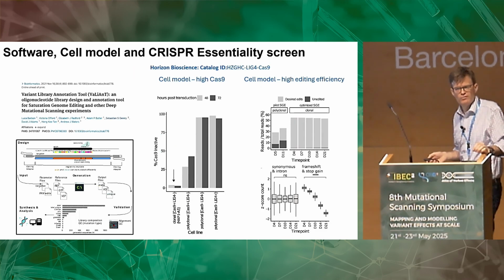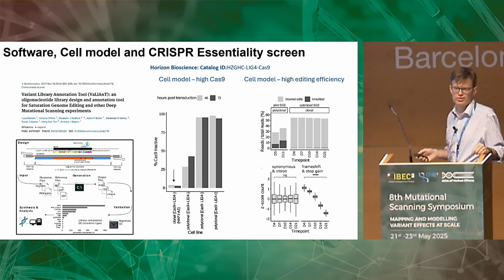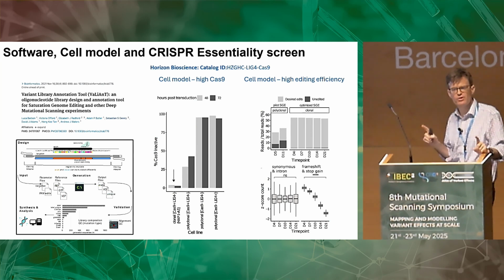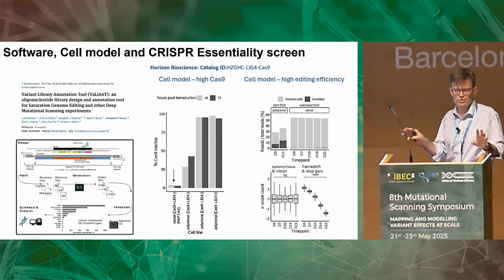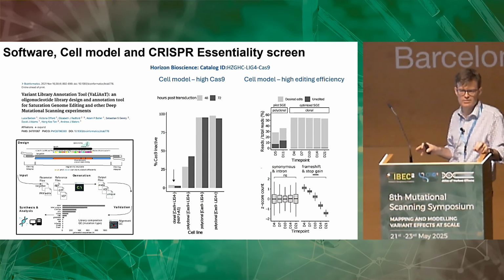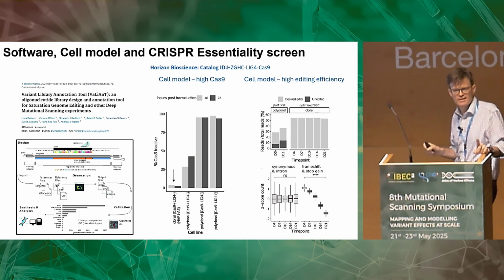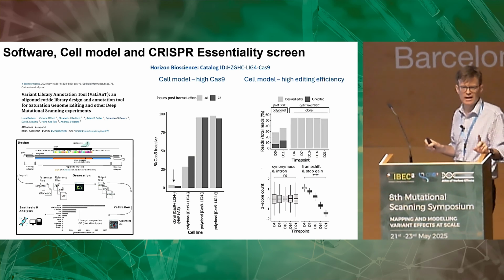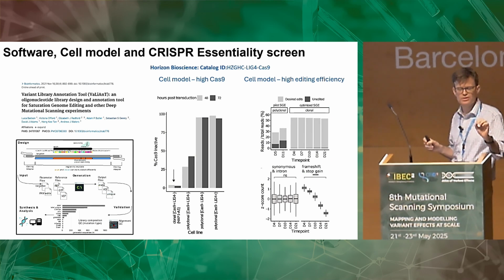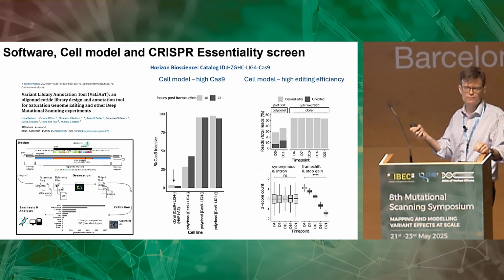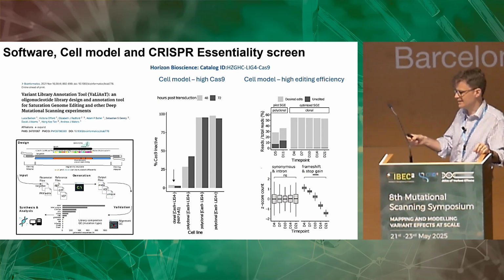So at Sanger, we've been trying to scale these approaches of saturation genome editing. And there are two things that we've developed that I think might be of general use to the community in terms of performing these experiments. The first of these is a software tool we call VaLiAnT. And so VaLiAnT is a tool that allows you to design all of those repair libraries that you can then use for saturation genome editing.